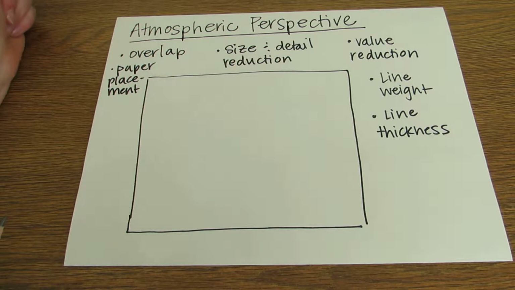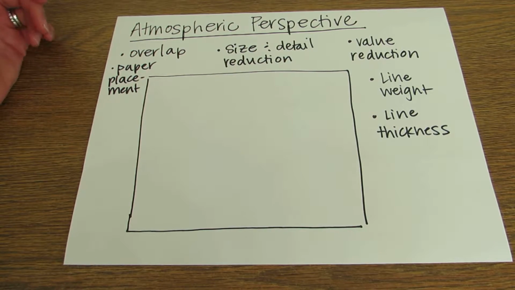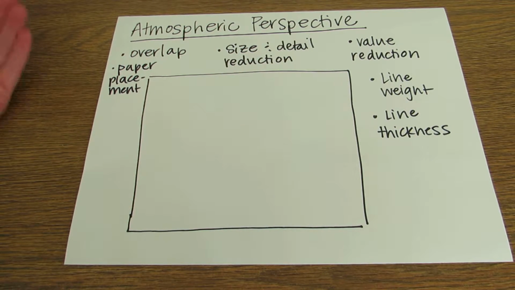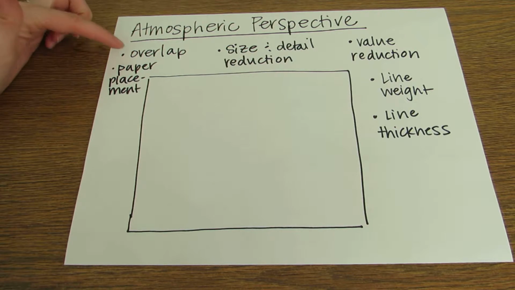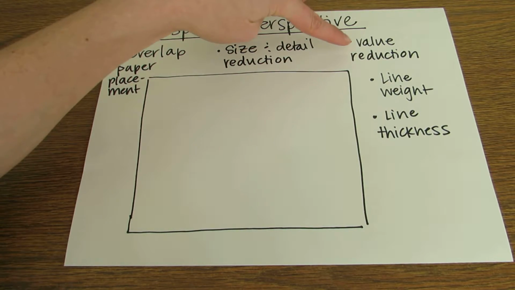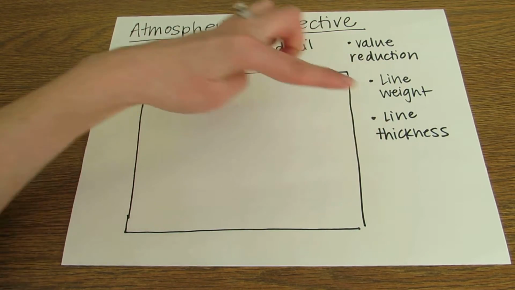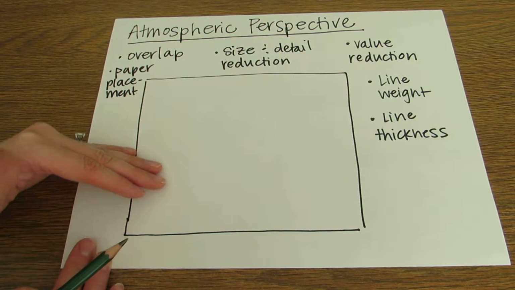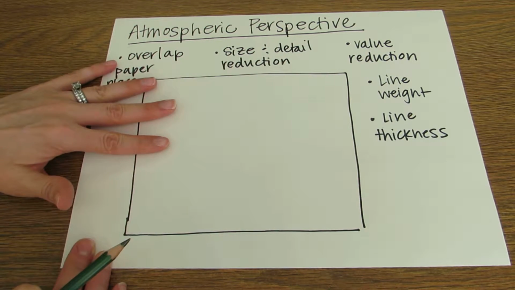Okay, in this video, I'm going to demonstrate different techniques that you can use to show what's called atmospheric perspective. This is also known as 0-point perspective because unlike 1-point, 2-point, or 3-point where we're using lines and vanishing points, these are really just using different strategies or other techniques to show and create this feeling of depth on your paper. So using these various strategies of overlap, paper placement, size and detail reduction, value reduction, line weight, and line thickness, we'll be able to give the illusion of a three-dimensional space on this flat piece of paper.